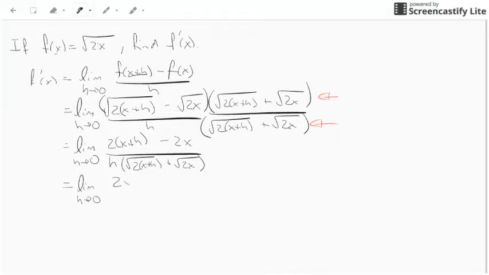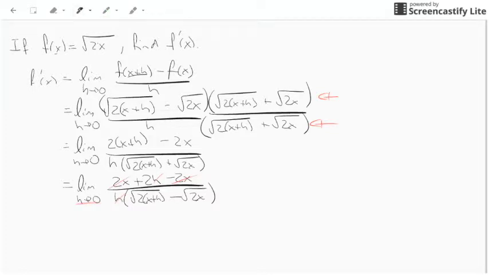In my numerator, I get 2x plus 2h minus 2x. I like how that's looking. All over h. Then this becomes the root of 2x plus h minus the root of 2x. Now, in the numerator, this is wonderful because the 2x's go away. Then I'm left with just a 2h in the numerator over an h in the denominator, and then the h's go away. And again, I can cancel those because I never actually get to 0. I only ever approach 0.